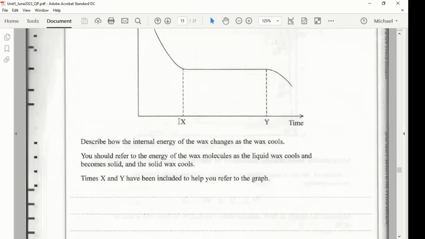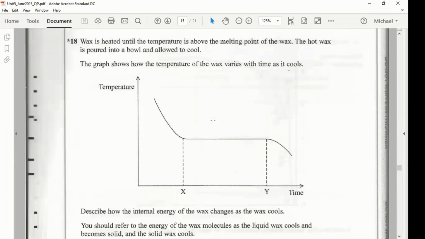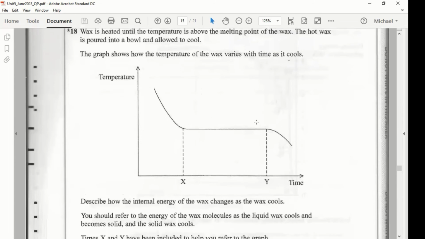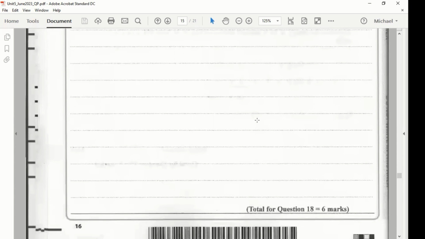I think that will get you most of the 6 marks if you haven't fallen asleep with boredom. What a terribly dull 6 marker. But anyway, there you go.